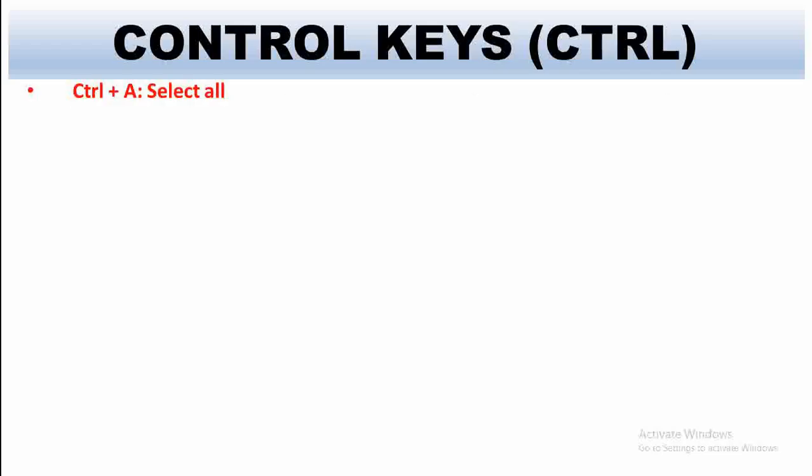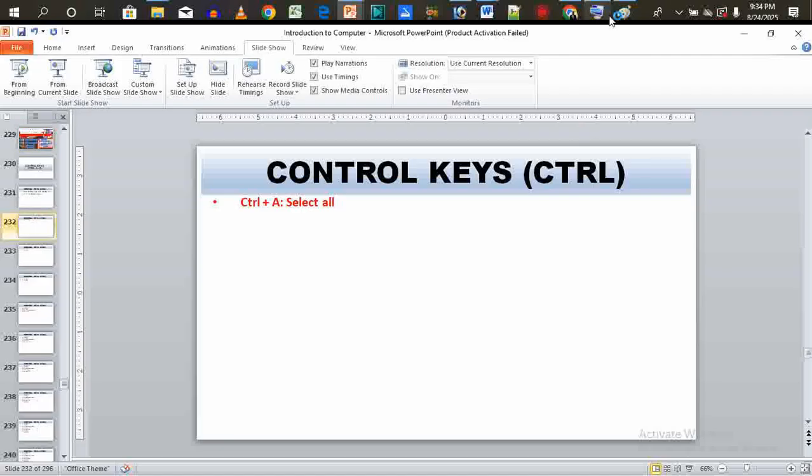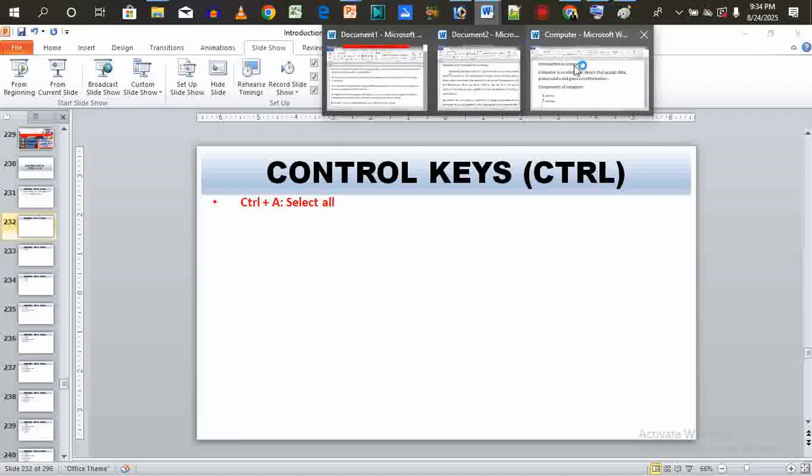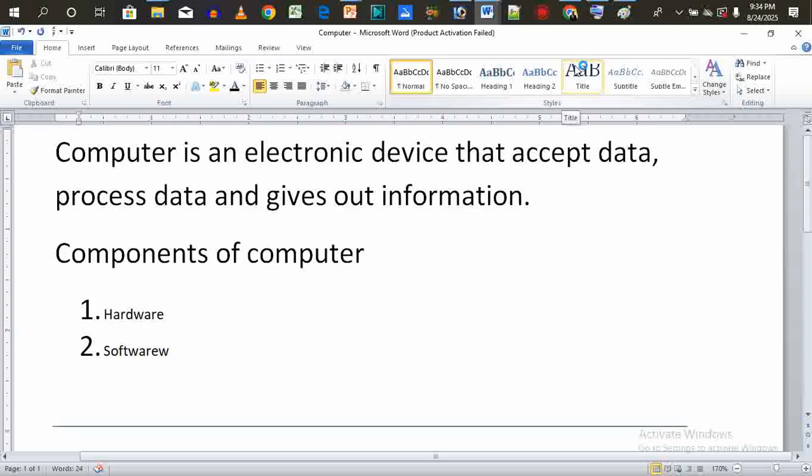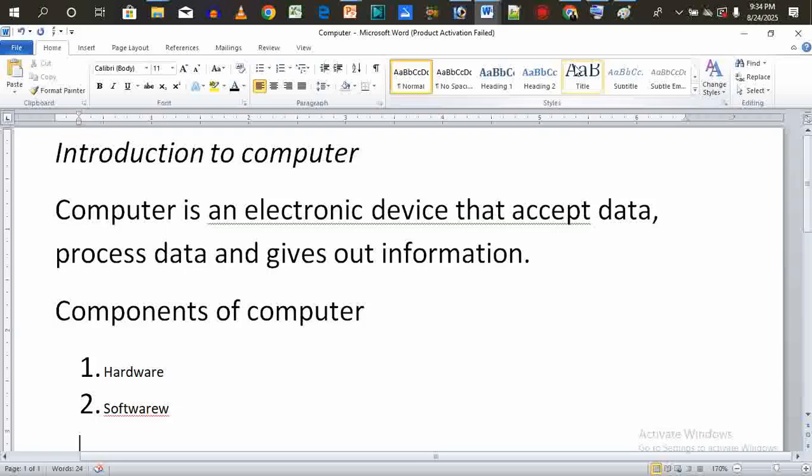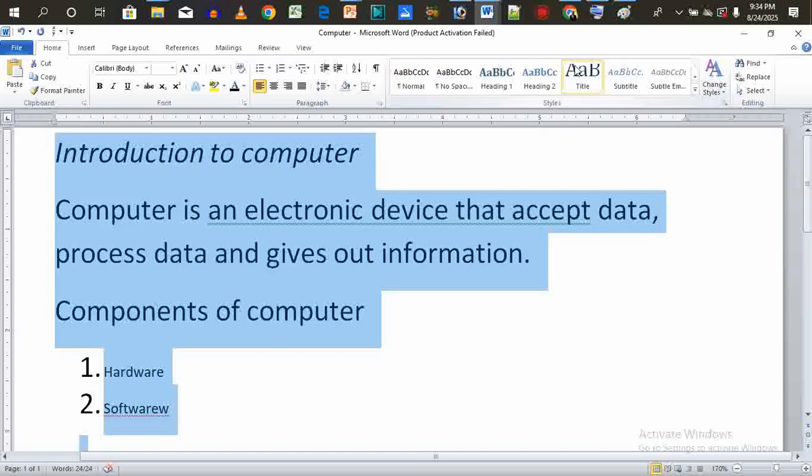Ctrl A means select all or highlight all. So if we have a document, we have text, we want to select everything at the same time, we press down our control key without lifting our hand, then we press A. You can see it selects everything. That's what we use Ctrl A for, to select all the text.